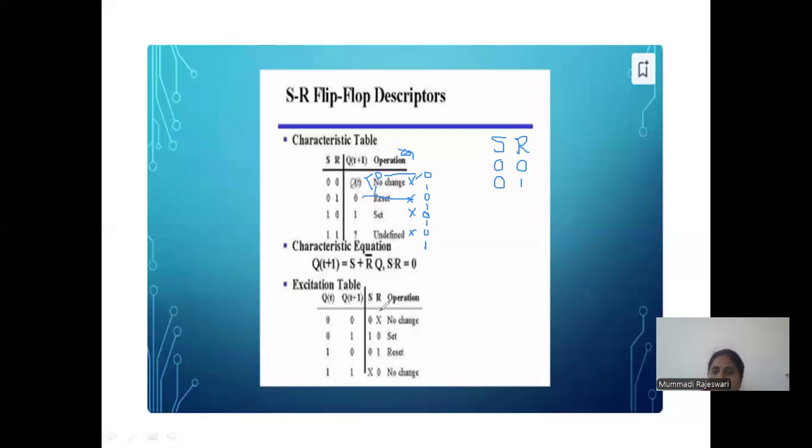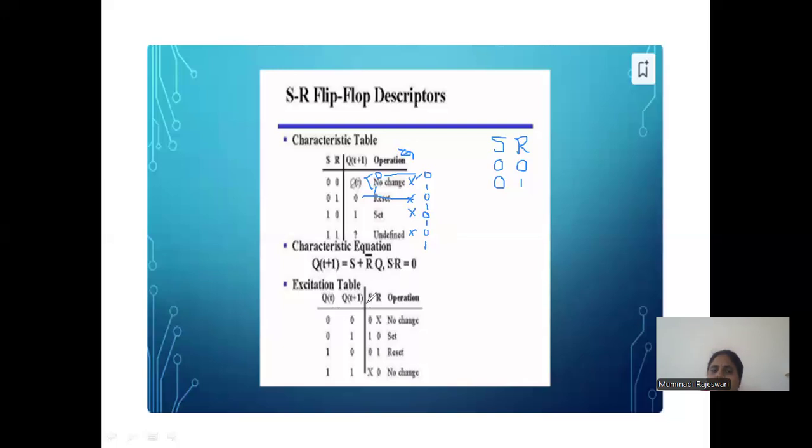That one is fixed. Next, when R is equal to 0 or 1, we are getting different values. We are not saying perfectly whether it is 0 or 1, so it is represented with X. This is the first combination.